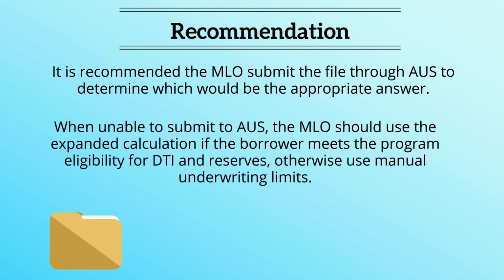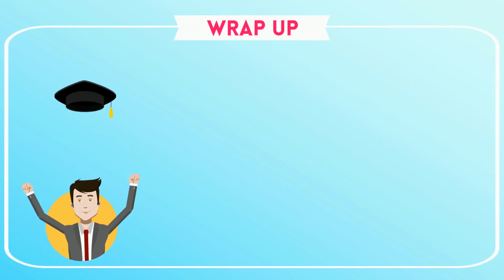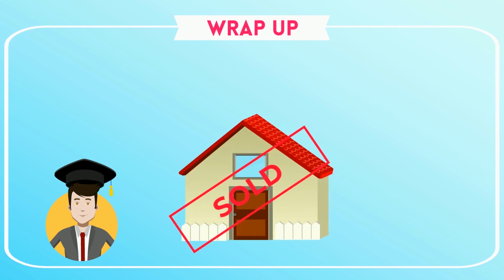When unable to submit to AUS, the MLO should use the expanded calculation if the borrower meets the program eligibility for DTI and reserves. Otherwise, use manual underwriting limits. As shown in this example, when borrowers can achieve an AUS approval, they will have more home buying power.